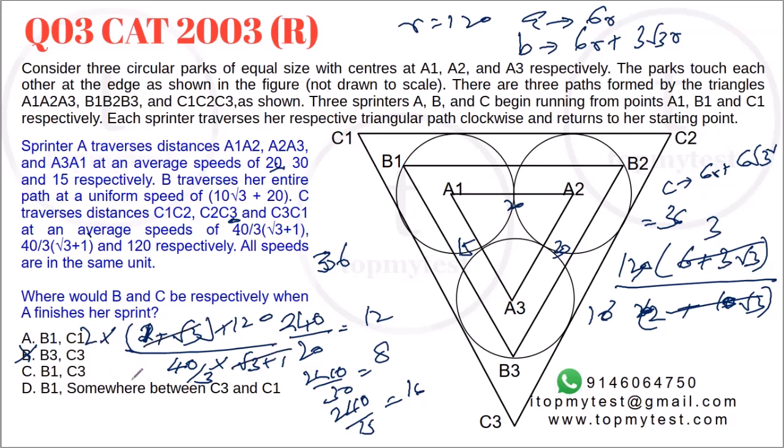This goes out straight away. 3 goes to the numerator. 40, this will be 3. 3 into 3 will be 9. 9 into 2 is 18. So for the first segment, she will take 18 seconds. For the second segment, she will take 18 seconds. So at 36 seconds, she will be at C3. Time is already done because these two complete the race in 36 seconds respectively. So C will be left at C3, whereas A has finished the race, B has also finished the race. Option C will be your correct choice.